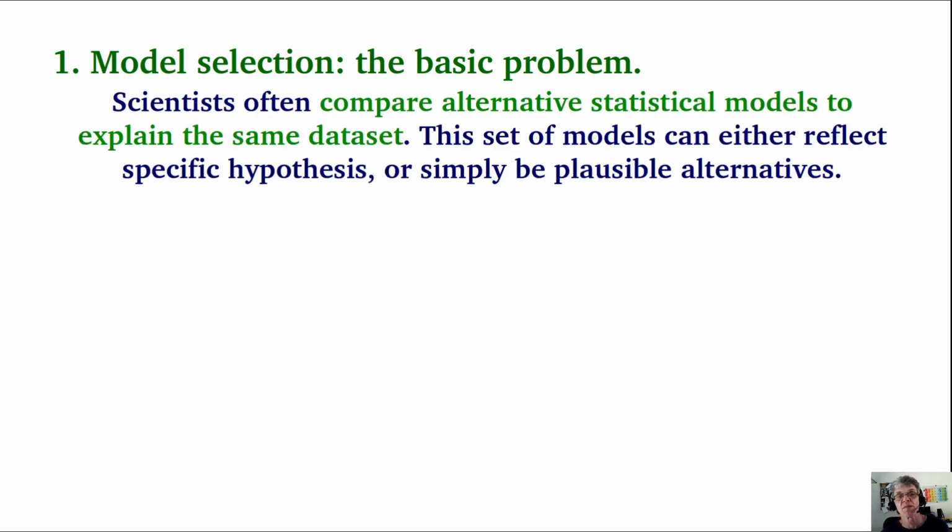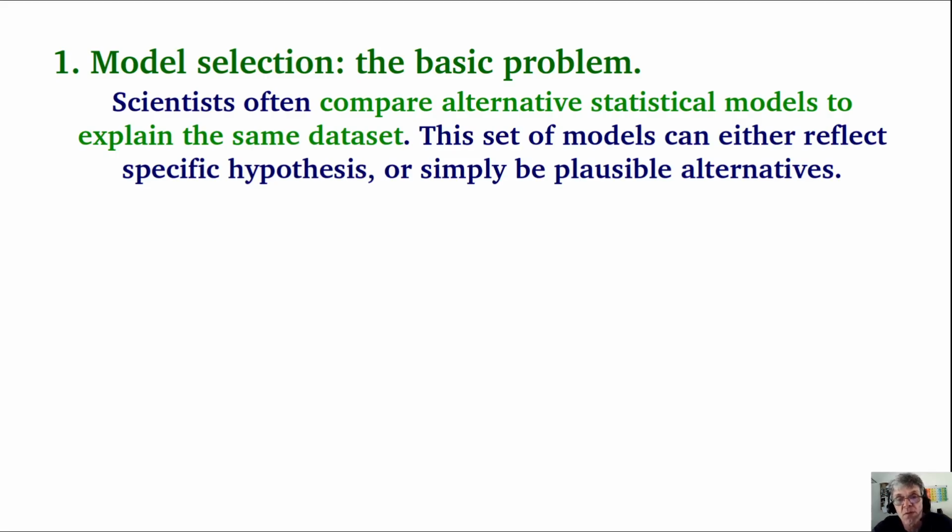So the basic problem of model selection is that scientists often compare several alternative models to explain the same data sets. These alternative models could reflect separate scientific hypotheses. For instance, the response variable is explained or determined by explanatory variable X, and the alternative model could be, for instance, that the response variable is explained by the addition of the effects of variables x1 and x2.